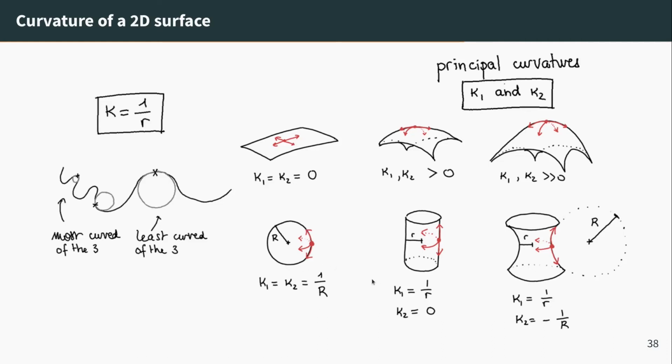Then you think about a cylinder, a tube. You have one direction in which the geodesics are straight. And so in one direction, you have curvature 0. And in the other direction, you have something that is a circle, so with positive curvature.